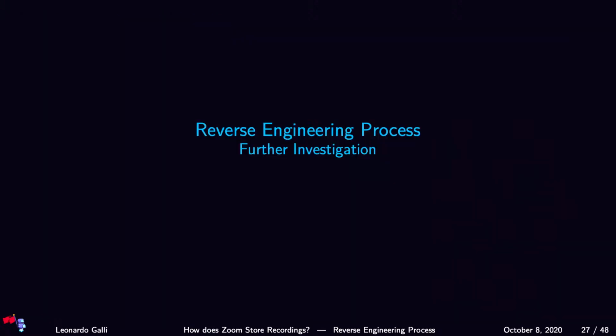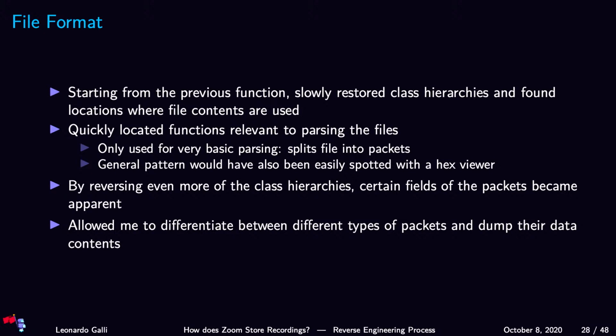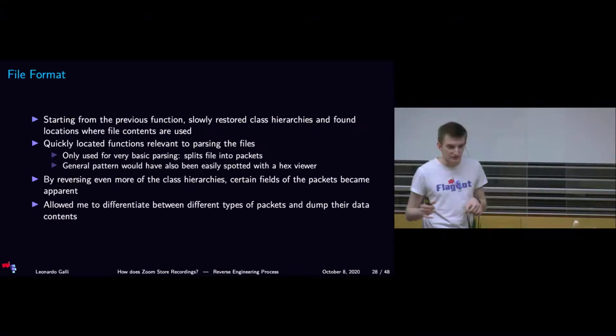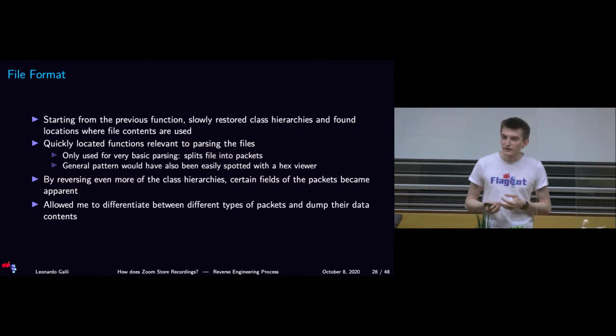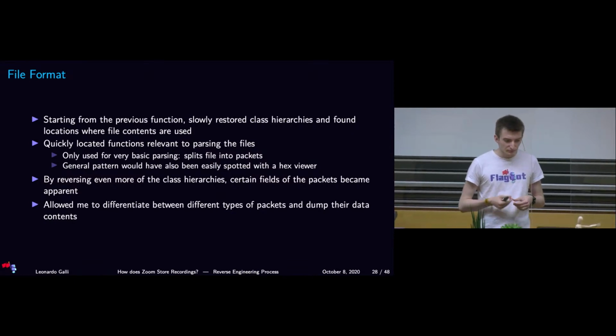Now some further investigation was needed. I started from the previous function, of course. I worked my way backwards, restored some class hierarchies in the binary, and found locations where these file contents are actually used. I quickly located from there functions that are relevant for parsing the files. However, they only do some very basic parsing, so they basically split up the file into packets. And this wasn't that useful because I couldn't figure out from there directly what the actual contents of those packets were.